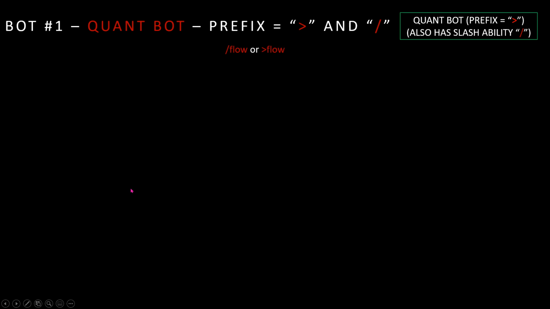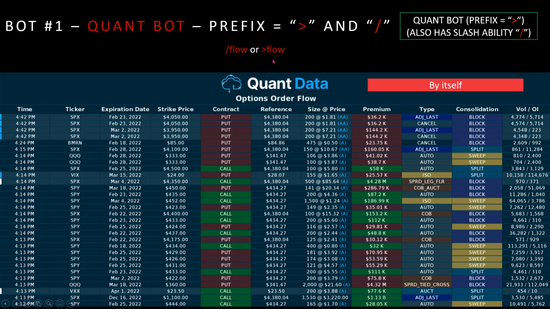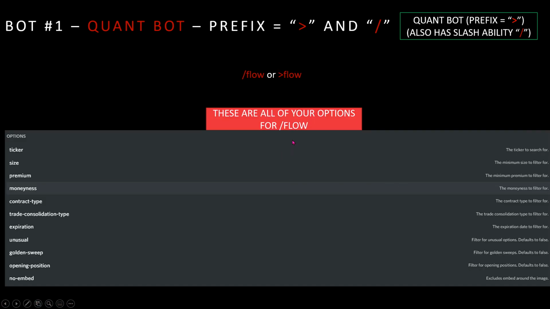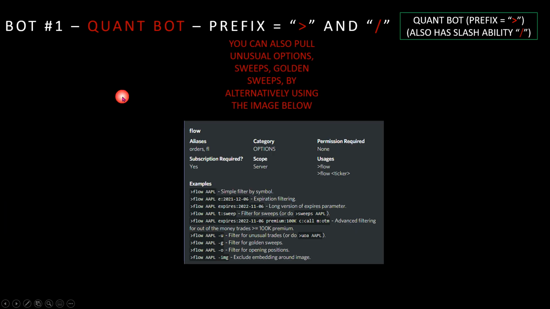Next, we have flow or greater than flow. This one's very, very awesome. This is what it looks like if you use flow by itself. It just gives you a general market outlook for the options flow for the current day. Now, there's a lot of different options for this one, so you're going to want to go through there and read these. You have the ticker, the size of the order, the amount of premium that was made, and the moneyness, which is in the money, out of the money, or at the money. You have the contract type, calls or puts. You have the trade consolidation type. You have the expiration, if it was unusual, golden sweep, opening position, or no embed. You have a lot of different options.